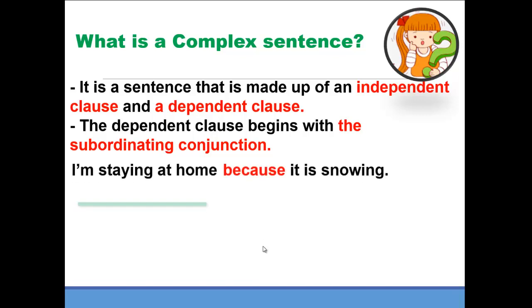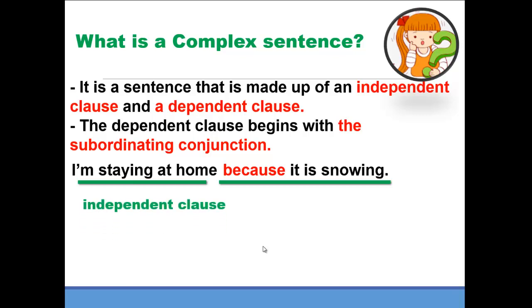I'm staying at home because it is snowing. I'm staying at home is the independent clause. Why? Because it is the part of the sentence that can be used alone. It is the part of the sentence that tells a complete idea. I'm staying at home. Can you use this part of the sentence alone? Yes, you can. So it is the independent clause.